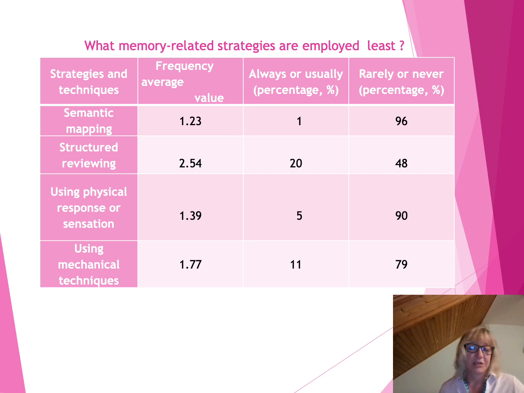What memory-related strategies are employed least? Here we will focus on the percentage of those who rarely or never use selected memory-related strategies. And this table shows that 96% of the pupils within the sample rarely or never use semantic mapping, and 90% rarely or never use physical response or sensation, and also a quite high percentage, 79% of the sample, rarely or never use mechanical techniques.